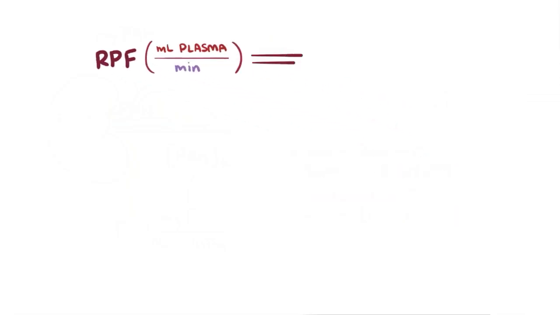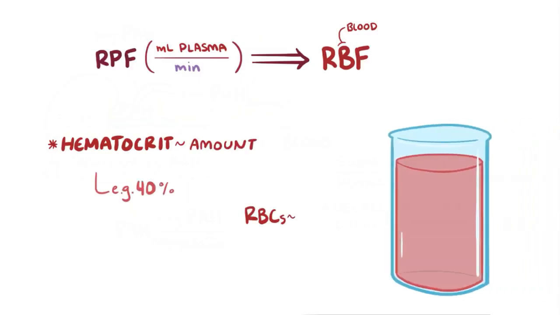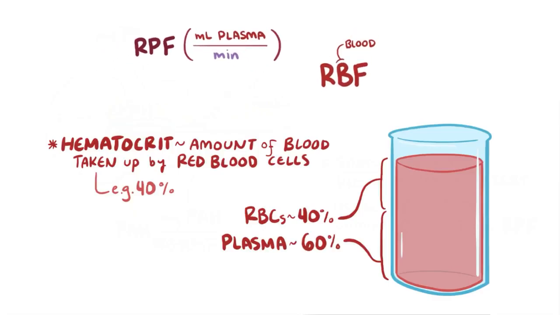Now, to convert the renal plasma flow to renal blood flow, we also have to take into account the volume of blood occupied by red blood cells. As an example, a hematocrit of 40% means that the red blood cells occupy 40% of the blood volume, and plasma accounts for the remaining 60%. The total renal blood flow is measured by dividing the clearance of PAH by the fractional blood volume occupied by plasma, which is 1 minus the hematocrit.